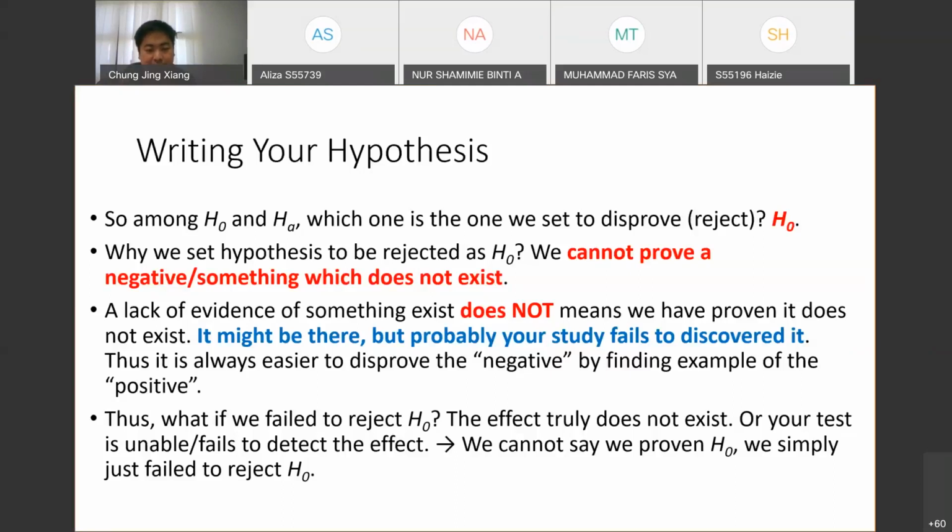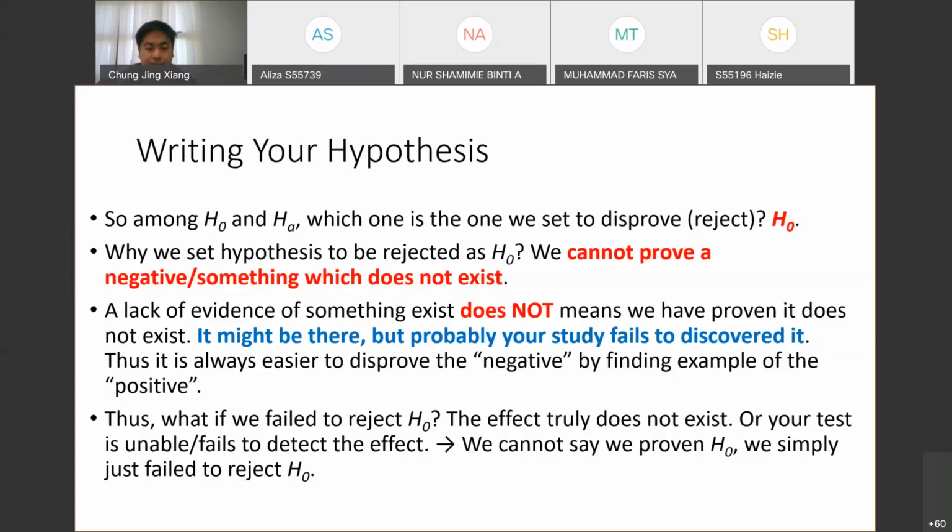Okay, so just remember, as a scientist, when we find that something does not exist, it might mean our test failed to pick up its existence, provided the thing that you claim makes sense. So remember, we cannot say we have proven H0, we simply fail to reject H0. We cannot say we have proven it does not exist. You just say we fail to reject that it is not existing.